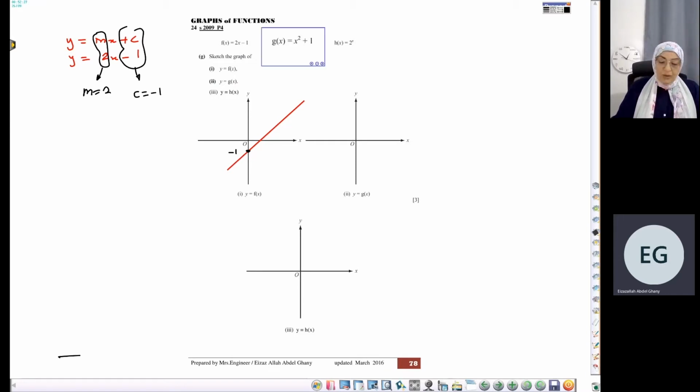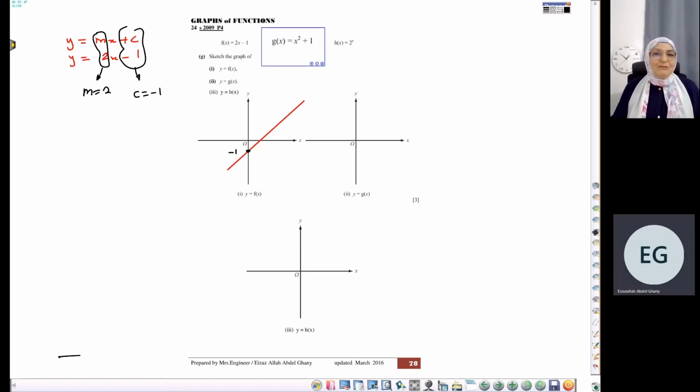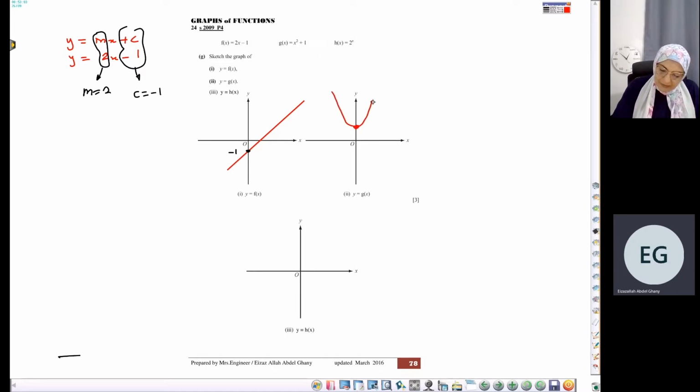The second one, y equals x squared is a parabola. If it is y equals -x squared, it's also a parabola. But the first one, it's smiling, and the second one is sad. If positive x squared, if negative x squared. Okay, what about the plus one? This is simply the y-intercept. So we just need to draw a parabola, and it cuts y-axis at 1.